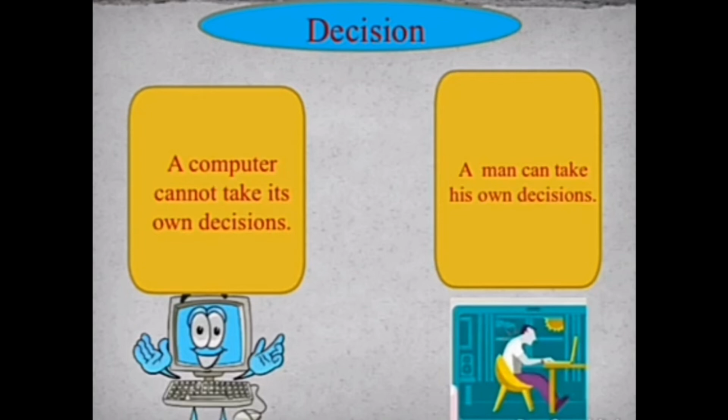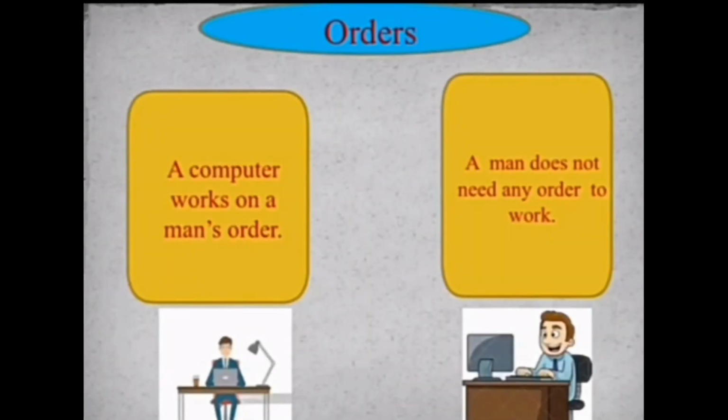So our next point is order. Now the next point we are discussing is orders. A computer works on man's orders. Human thinks and computer works. A computer works only when we give a command to it. But on the other hand, a man does not need any command to do any work.